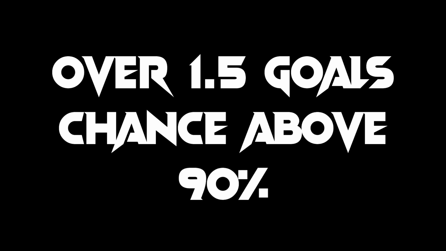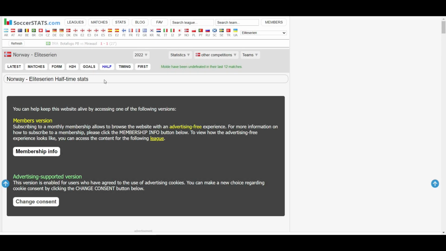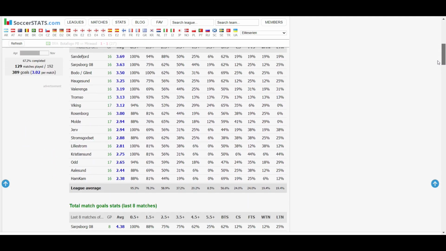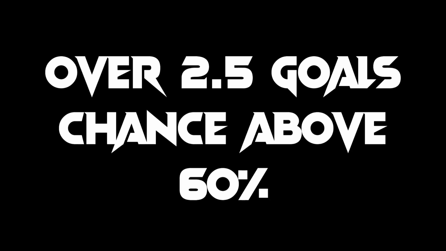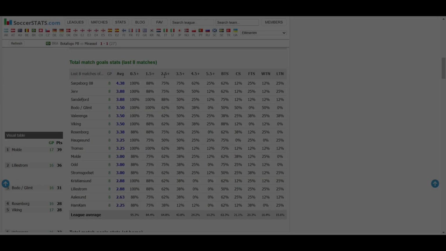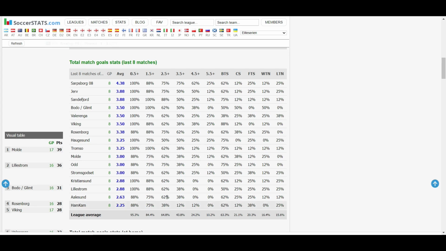2. Over 1.5 goal chance above 90%. This is calculated the same way as the second half goal percentage, the only difference being we head to goals and scroll down to the last 8 game stats, and then for the same 2 teams add the over 1.5 goals percentage together and again divide by 2, and this gives us our over 1.5 goal chance for the game based on current form. 3. Over 2.5 goal chance above 60%. From the same chart we will add the over 2.5 goals percentage together and again divide by 2, which gives us our over 2.5 goal chance percentage.